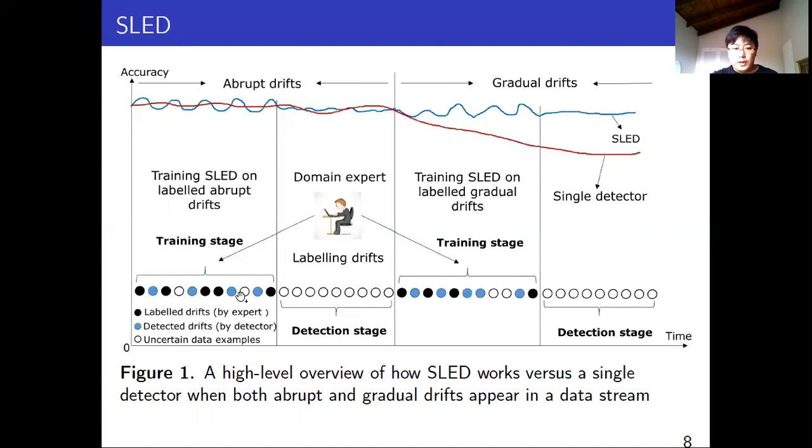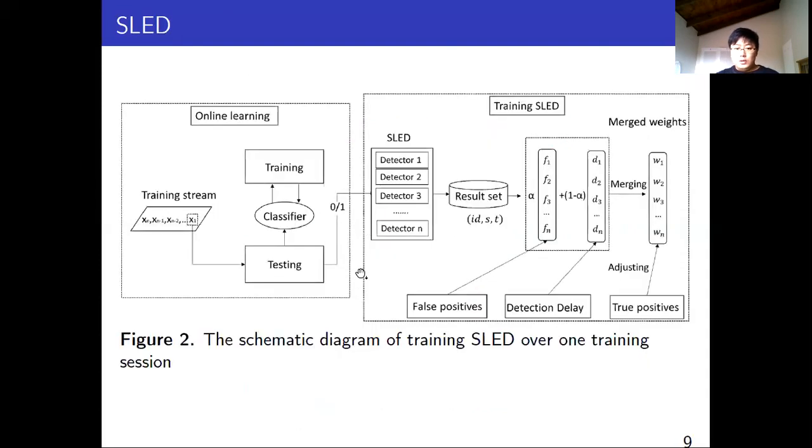So next we're going to look at the training stage and the detection stage separately. This is the schematic diagram of training SLED over one particular training session. We consider the training process over each true drift as one training session. So this is what happens over one training session.